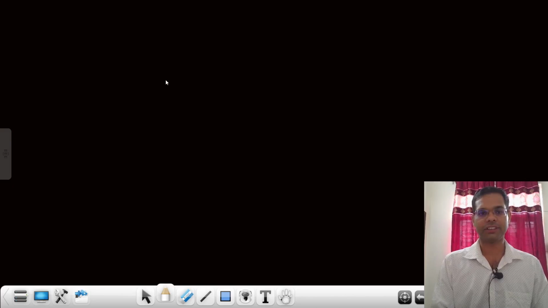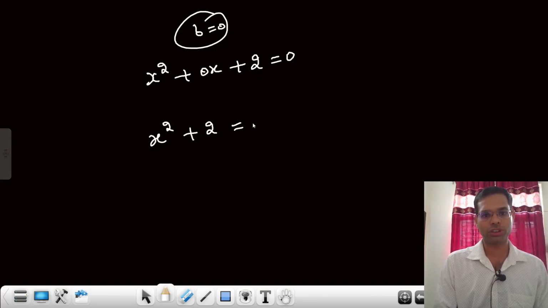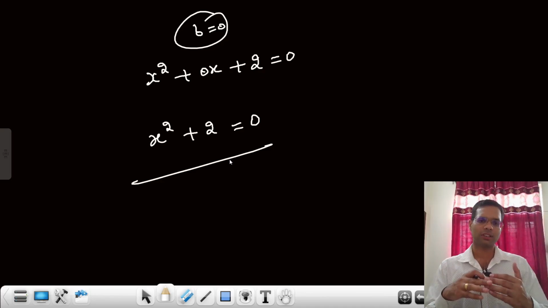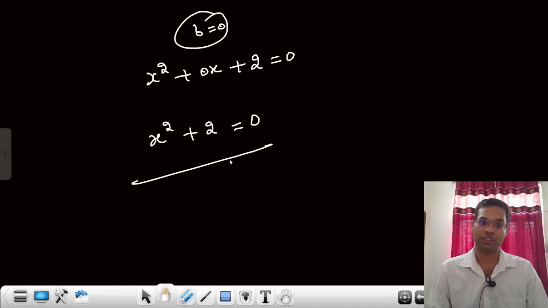Let me write again. x square plus 0x plus 2 is equal to 0. Here we are assuming b as 0, so 0 into x is 0. So x square plus 2 is equal to 0. Now you may ask, sir, is it still a quadratic equation? I will say yes. Why?